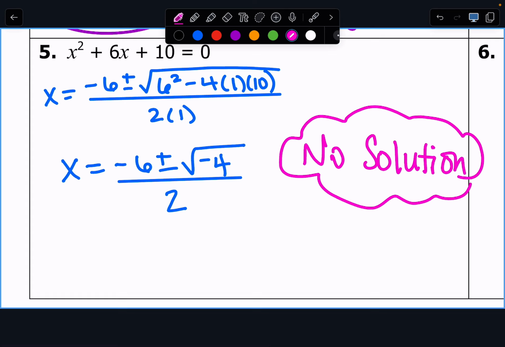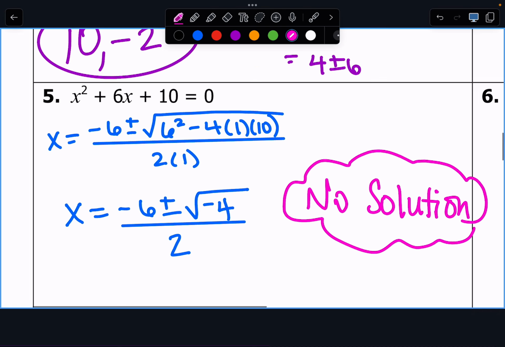It means it can't be reduced. It's not a perfect square, it can't be reduced. Okay, graphically, it's not touching the x-axis. It does not go through the x-axis, okay? In this case, since our parabola opens up, our vertex is above the x-axis and it opens up, okay?